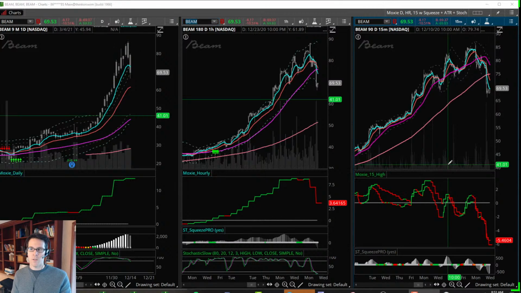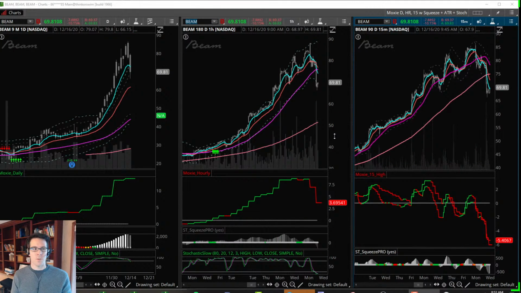You could see clearly on the daily, on the hourly, this thing was overbought. And so you're just saying, well, at some point, this thing's going to want to pull back. It's going to stop going up, and you got to find out exactly when that is. And right there, with the Moxie indicator below 0, that was your signal. So yeah, essentially this thing's pulling back. A lot of these things are just kind of pulling back.